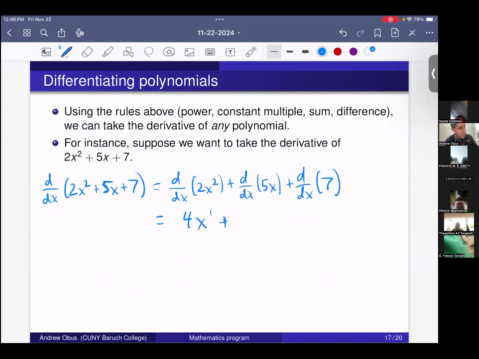And then d/dx of 5x, right? The exponent 1 comes down and leaves x to the 0. So this gives us 5 times x to the 0. And then the 7 here is a constant, and the derivative of any constant that we saw is 0. To simplify, this just becomes 4x plus 5.